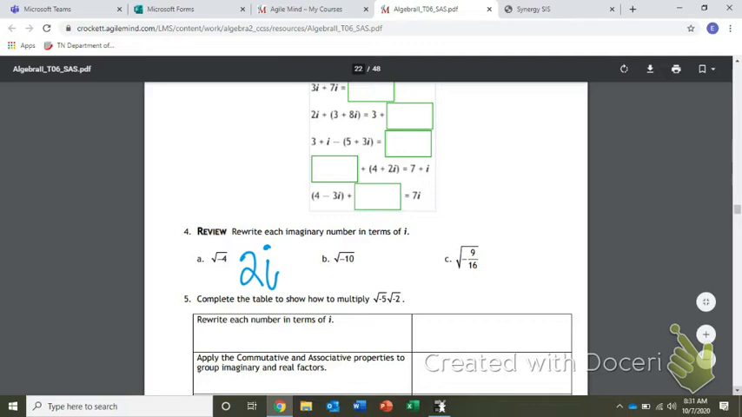Now, on B, what is the square root of positive 10? No, negative. So there is a square root of 10, but type it in your calculator and see what you get. There's a square root of 10.